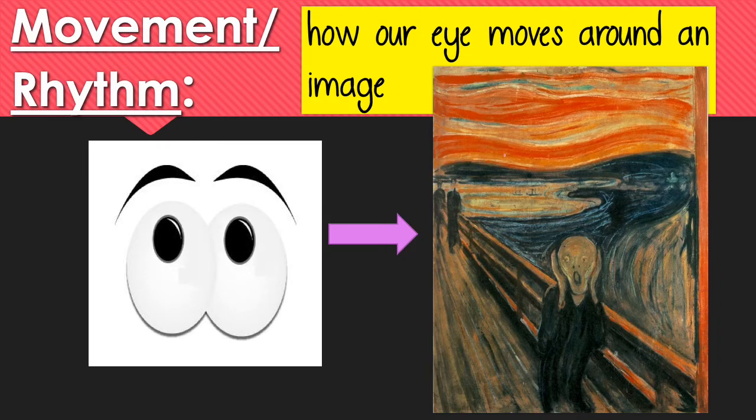The next one is movement or rhythm. This is a twofold principle because it's how our eye moves around an image, but how also something appears to be moving even though it's on a flat two-dimensional space.